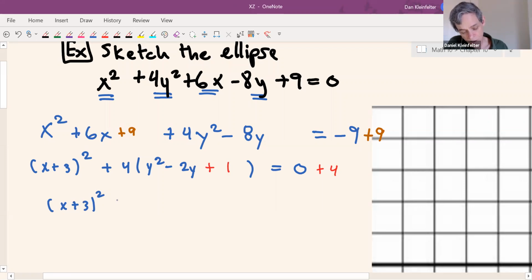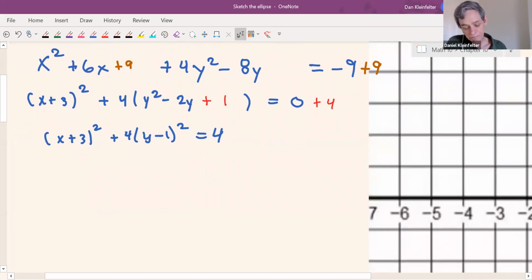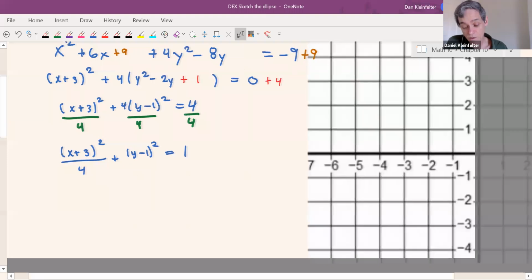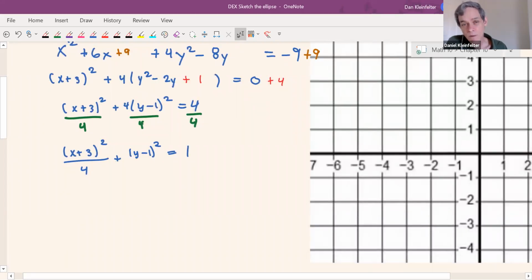Okay, so we'll have (x plus 3) squared, we'll have 4 times (y minus 1) squared, and that's equal to 4. Okay, so we're getting there slowly. So now we need that right side equal to 1 again. So once again, we're going to divide all the way through by 4. Okay, so that will have (x plus 3) squared over 4 plus (y minus 1) squared equals 1. All right, so there's finally our standard form for our ellipse. And from there, we can read off where the center will be.